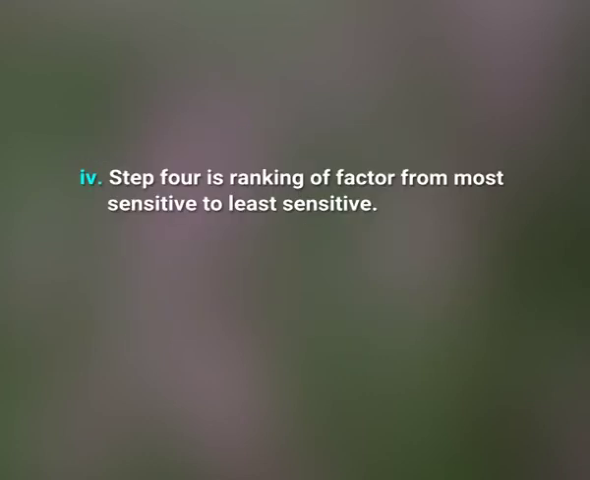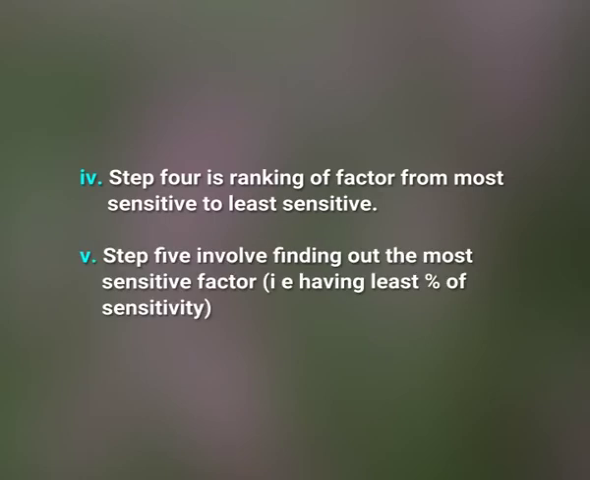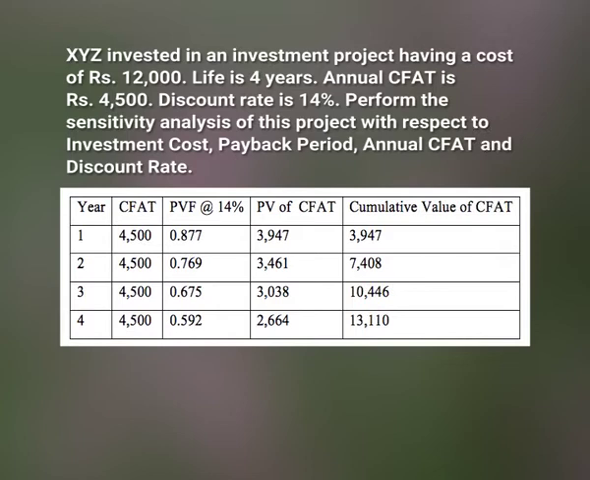Now, the fourth step is ranking of factors from most sensitive to least sensitive. The fifth step involves finding out the most sensitive factor, that is, the one having the least percent of sensitivity. Now, we will see an illustration on this.